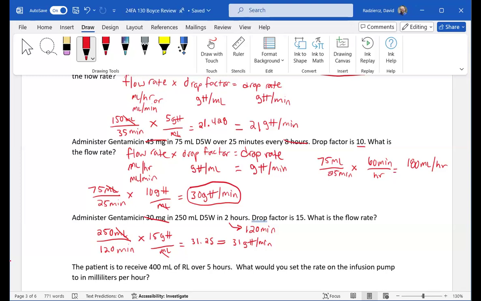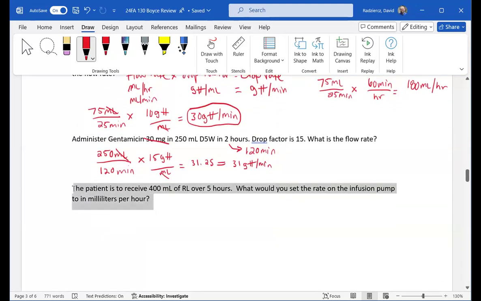Let's look at just a flow rate question. This question is just a flow rate question because it says the patient receives 400 milliliters of Ringer's lactate over 5 hours. What would you set the rate on the infusion pump to? And then it even tells you in milliliters per hour. Sometimes it won't tell you that, but notice they'll say, what is the infusion rate? That's the same thing as flow rate. Sometimes they'll say drip rate, and it's still asking for milliliters per hour.